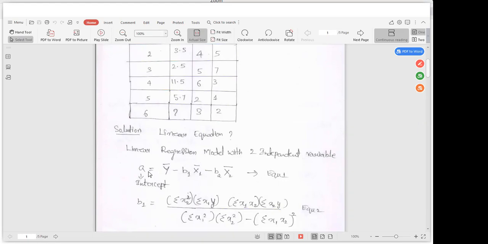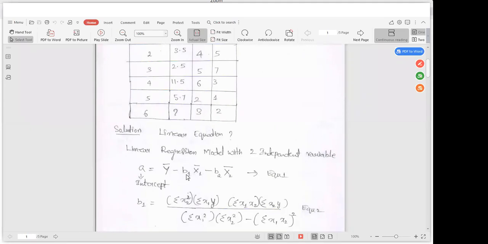Now a will be equal to y bar minus b1 x1 bar minus b2 x2 bar, where y bar is the mean of y, x1 bar is the mean of x1, and x2 bar is the mean of x2. Whatever values we have in x1 and x2, we are supposed to find the mean of them. The mean can be calculated by taking the summation divided by the total number of values. So a here is the intercept.